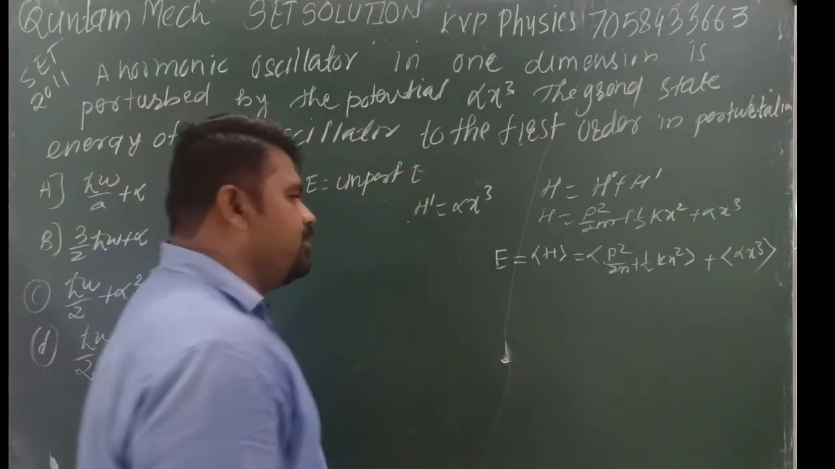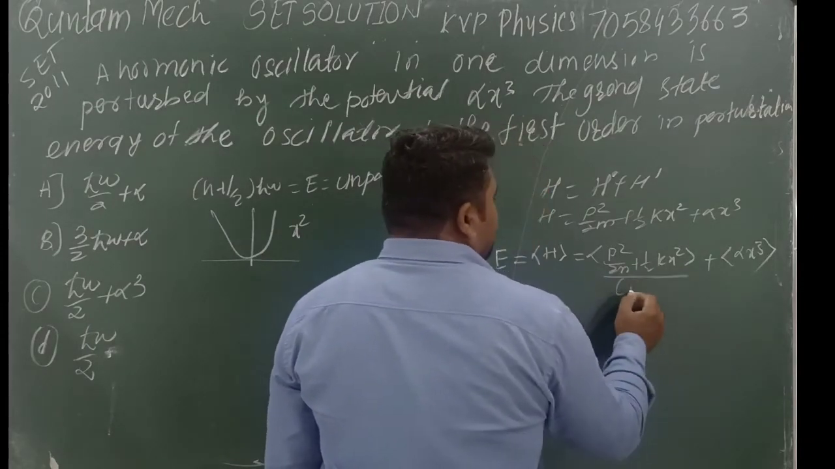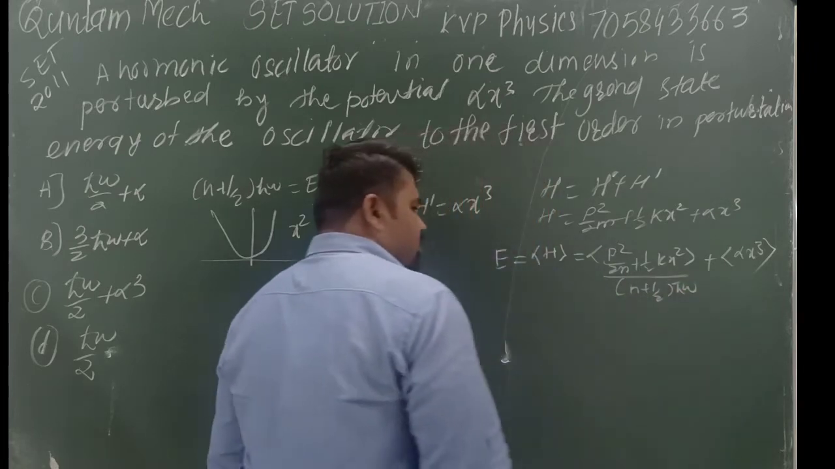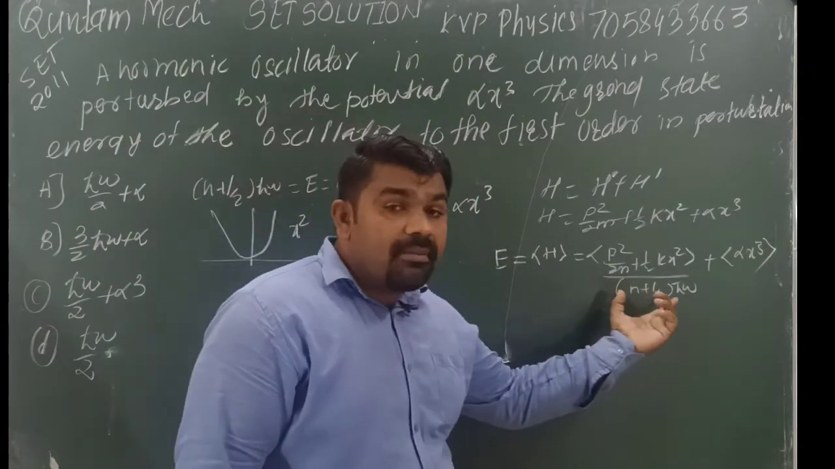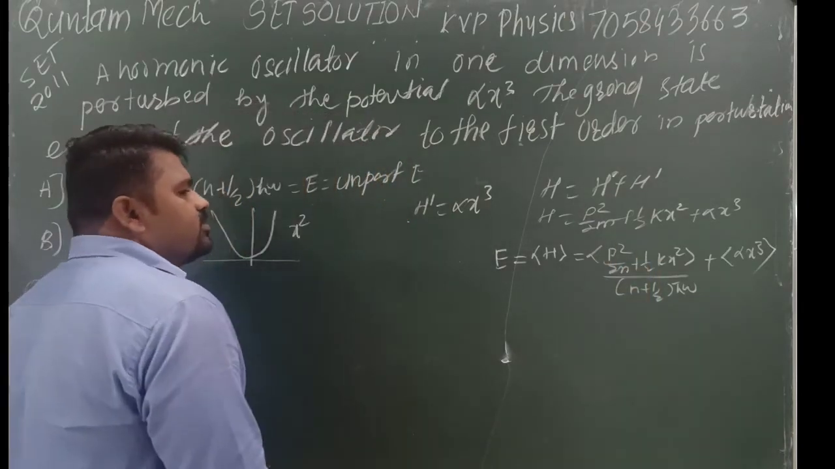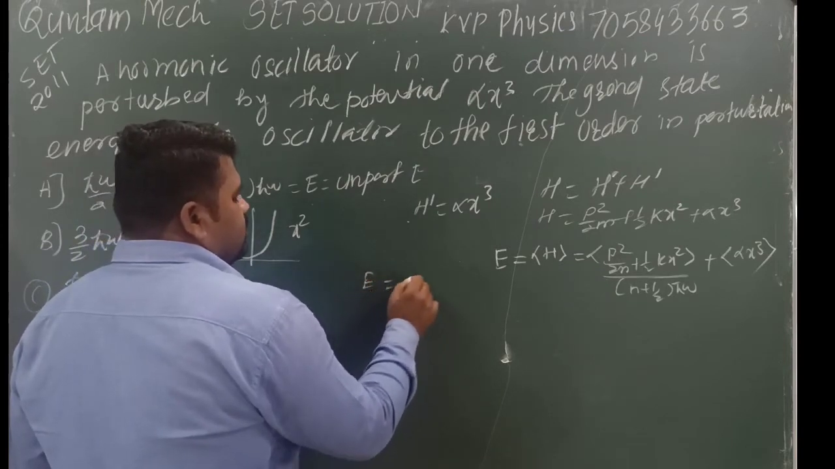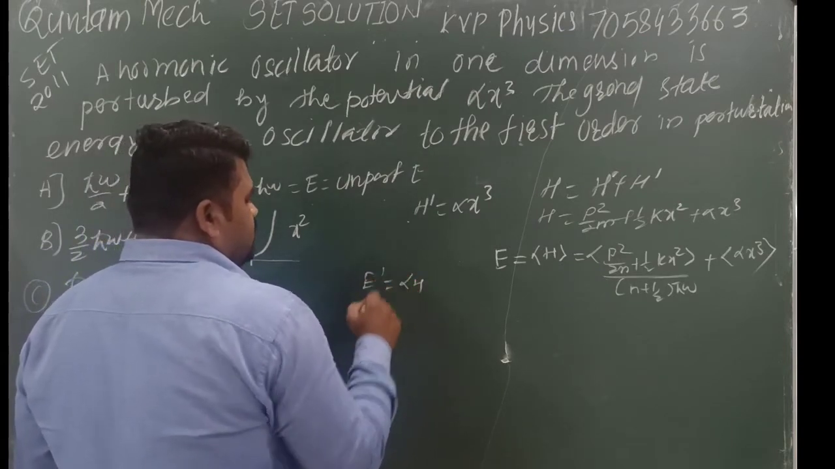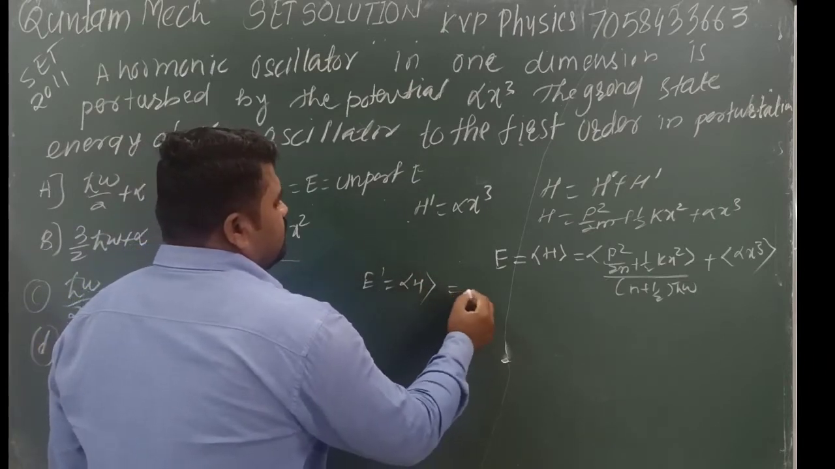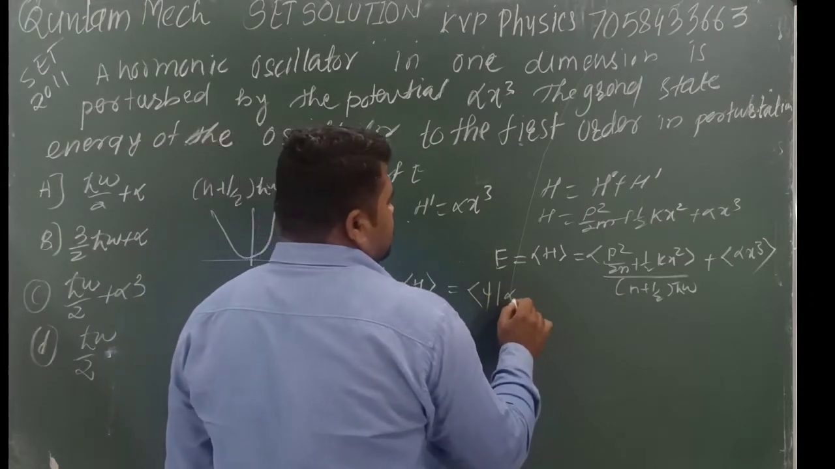We know that the expectation of P square upon 2m plus 1 half k x square is nothing but n plus 1 by 2 h cross omega. This is the unperturbed energy. Now we can focus on the perturbed energy. Suppose E prime, the correction, is equal to the expectation of H prime, which is psi alpha x cube psi.